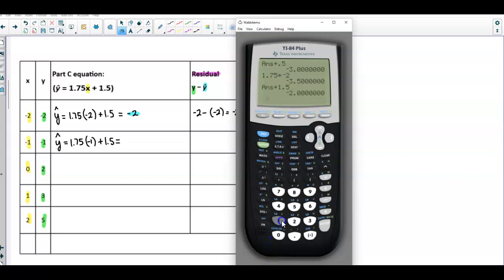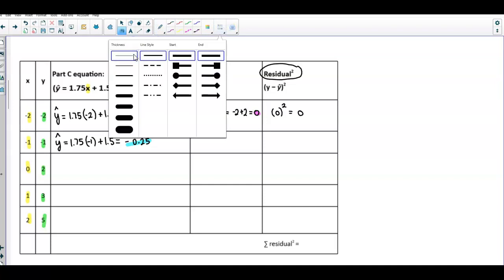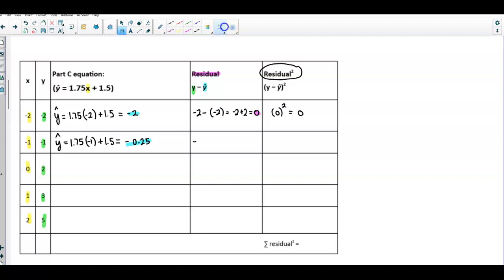So we're going to take 1.75. We're going to multiply that by -1, and then we're going to add the 1.5. Okay, and then that gives us -0.25. So here's -0.25. Okay, and so remember here that we're going to take this value and subtract it from our y coordinate. So the y coordinate here is -1, and then we're going to subtract this -0.25.